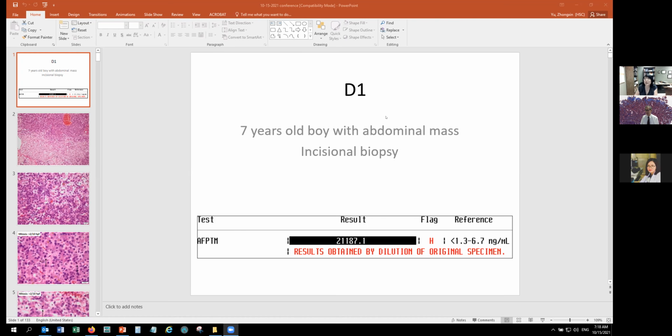The first case we are going to show is a 7-year-old boy with an abdominal mass. Actually, it's a liver mass. He had an incisional biopsy. At the time of biopsy, the serum AFP is very high; you can see we have to dilute the specimen. The normal range is 1.3 to 2.7. Here it's very high, sky high. With this information, let's go to our digital slide.